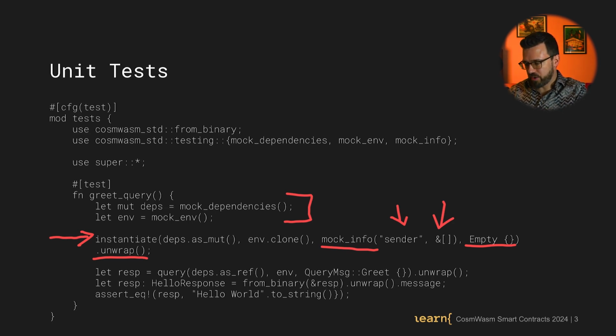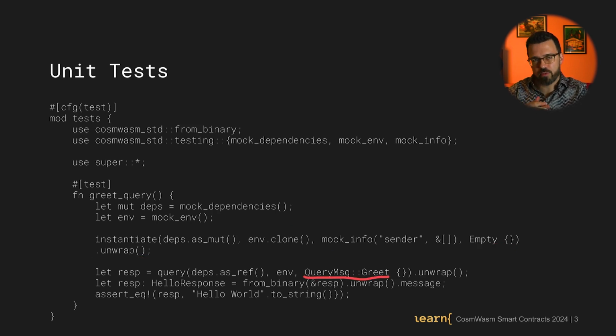So we instantiate our contract, and then we go ahead and send our greet message to our query function. Remember, our query function takes deps, takes env, takes a query message. So we're passing all those in, most of them mocked, but one of them we are constructing inline. This is our query message greet. And then we're unwrapping that to make sure that the query went without an error.